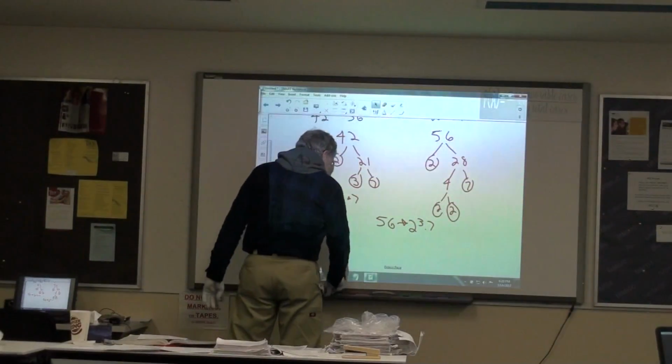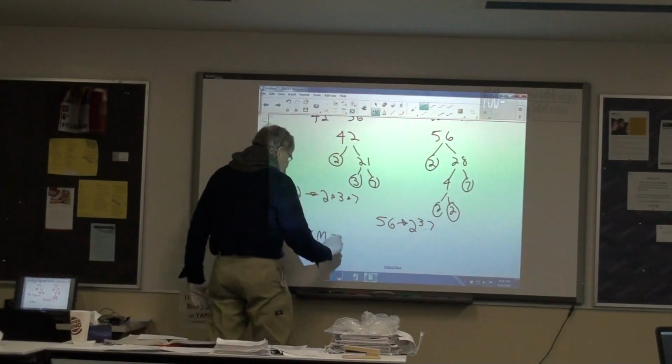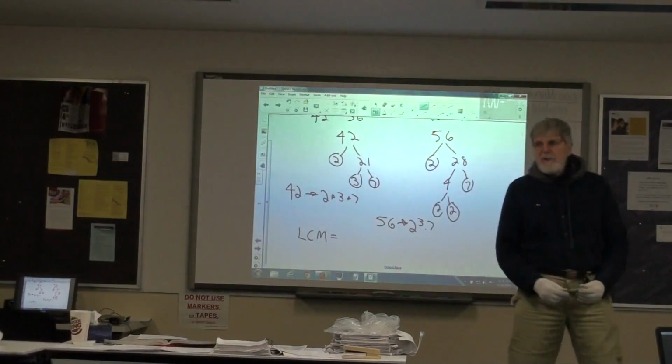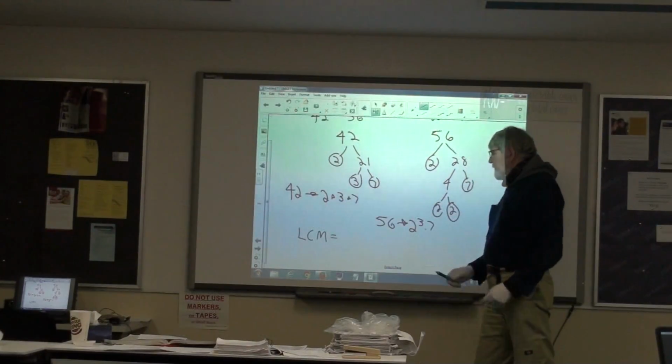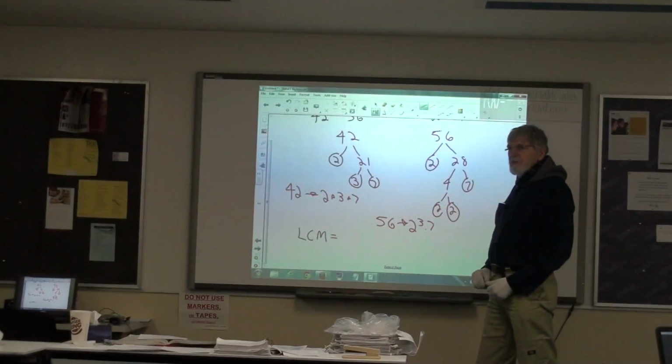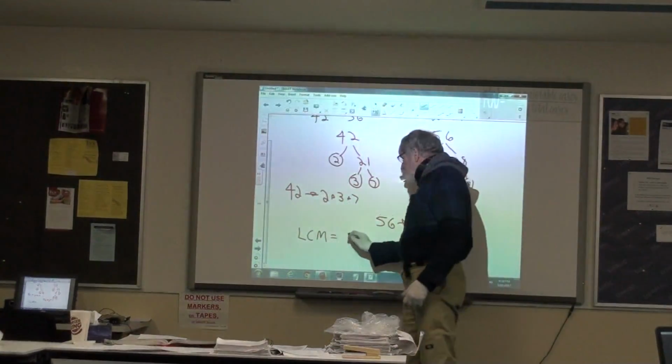Now, we find the least common multiple in the opposite way that we did before. We find the least common multiple by taking each item to its highest occurrence. When we found the greatest common factor, we took each item to its what occurrence? Lowest occurrence. Now to find the least common multiple, we take each item to its highest occurrence. So, here we have a 2 to the first and a 2 to the cubed. What's higher, 2 to the first or 2 to the cubed? So we have the 2 to the cubed.